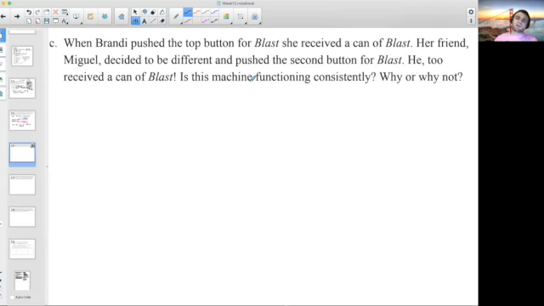Why or why not? Please take a moment to try to figure this out. See what you think. Again, please leave some space for a potential diagram, and then we'll come back in a moment and see what you got.